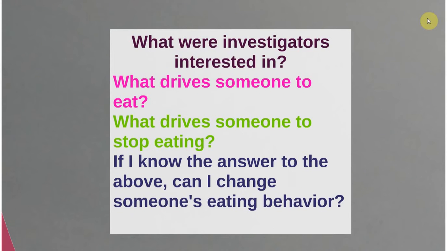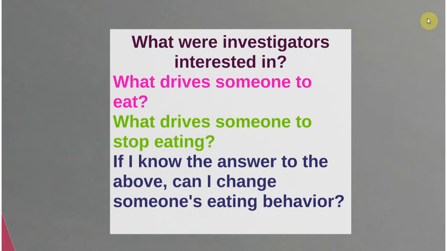Early investigators were interested in some particular questions that involve eating rates. And that first question was, what drives someone to eat in the first place? I asked my kids this question and they said, well, you're hungry. Well, what makes you hungry? What is it that signals to you that you are hungry and that you should eat?